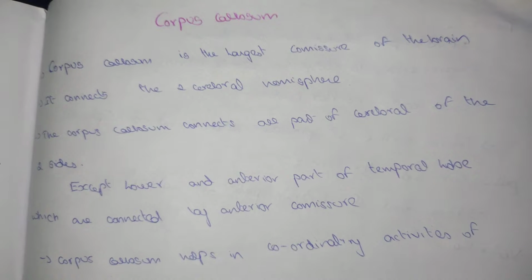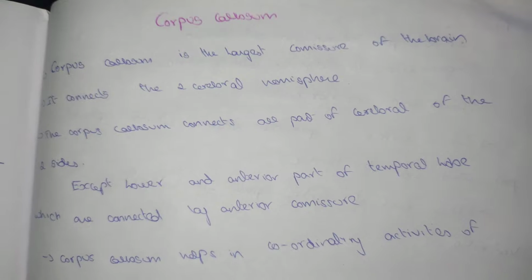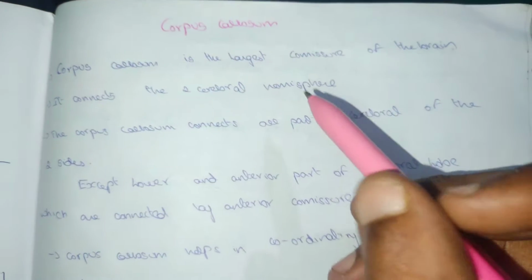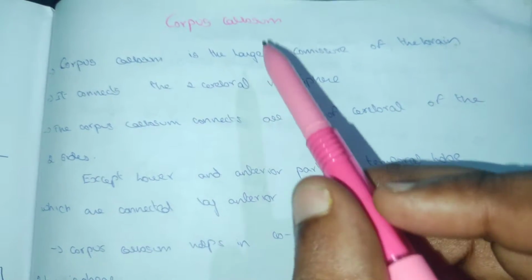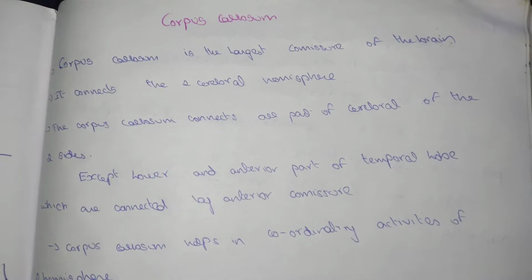In this video, we are going to see another important topic, which is the corpus callosum. It is an important topic in anatomy. The corpus callosum is the largest commissure of the brain, which connects the two cerebral hemispheres.